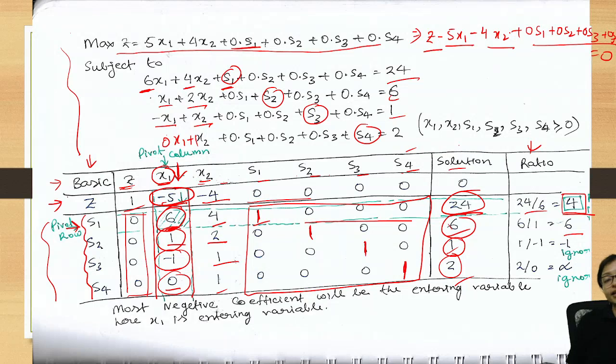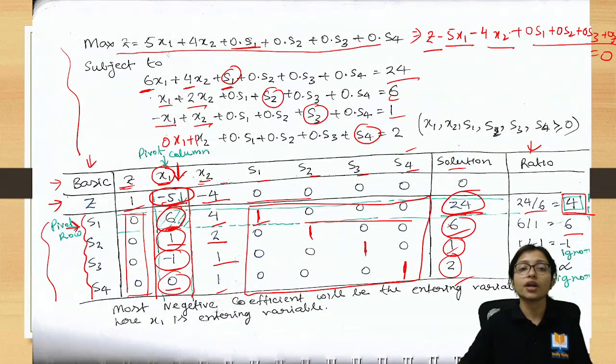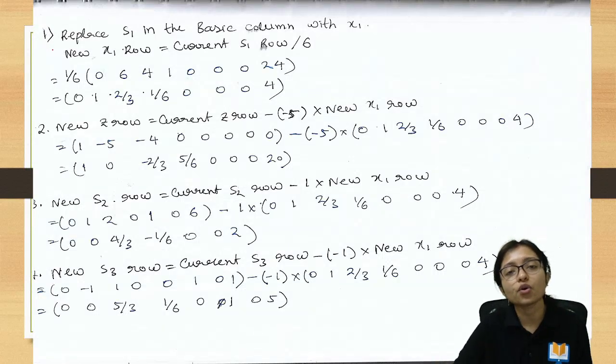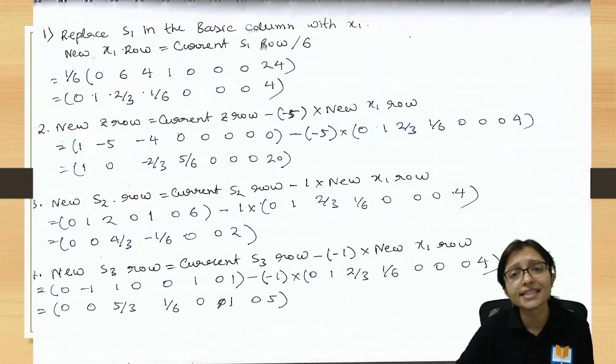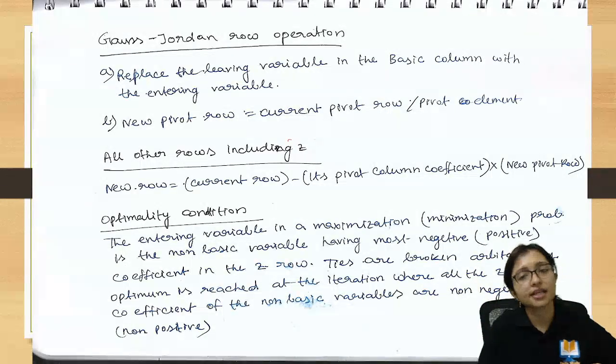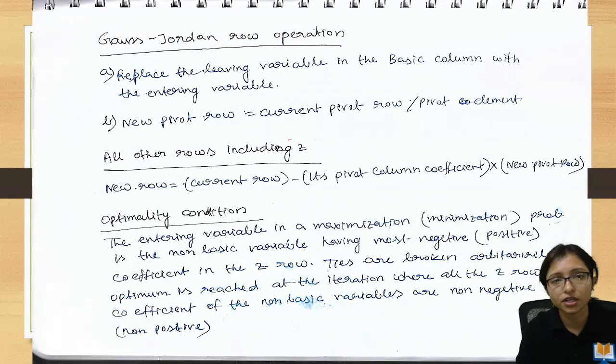That will be my leaving row. Out of all the positive ratios, you should take the minimum positive one, not negative. After that, you are going to do the replacement. Now this calculation is a little bit time-taking. For that I am showing you the formula. All of you can take a screenshot or write it down in your notebook.